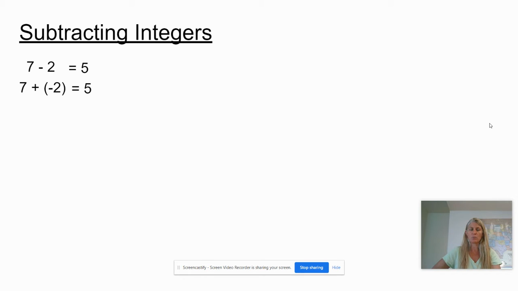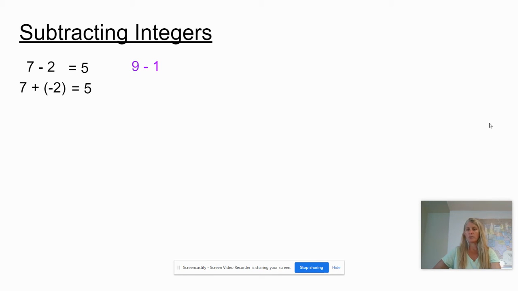Take a look at those two problems. What do you notice? What is different and what is the same? We know they both have some numbers. We know that they both have the same answer. So we're going to look and see how can we turn subtraction into addition? What are those steps going to be?